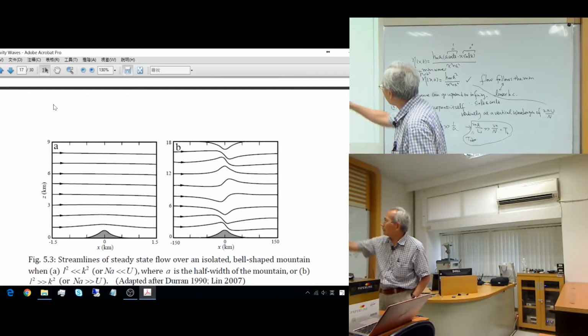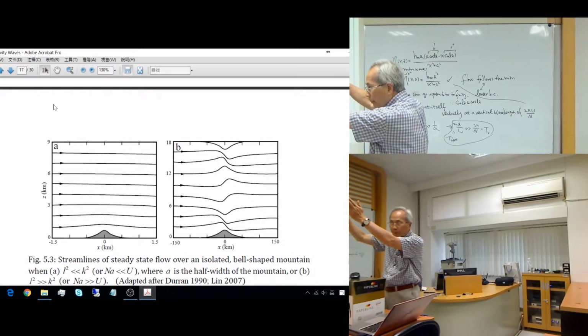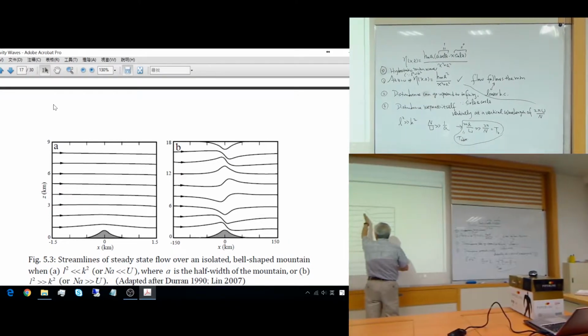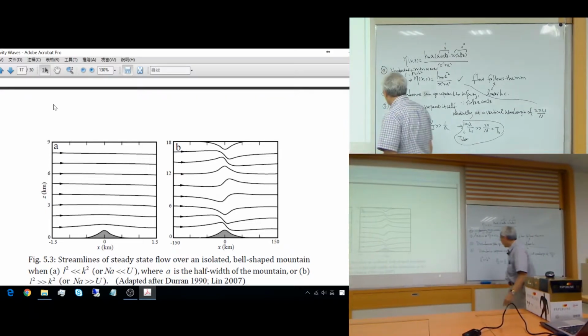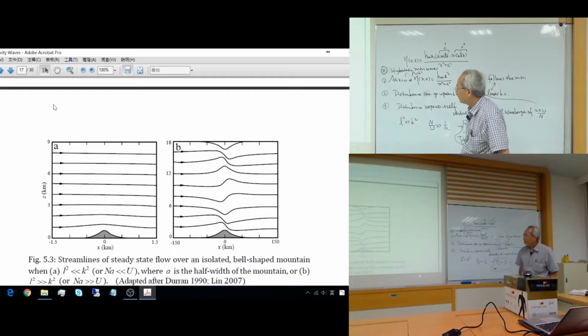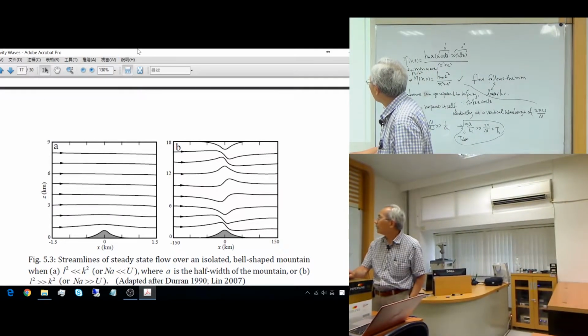Then you have the same phase tilt upstream because the flow is coming from left to right. See here? Phase tilt, phase tilt, phase tilt. So this is a mountain wave, a hydrostatic mountain wave, and phase tilt upstream.